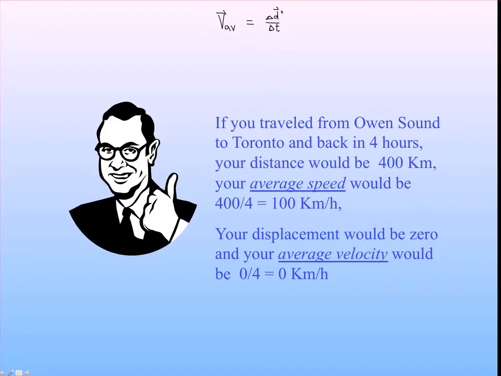What this means is that you're looking at the elapsed time that it took to make this displacement. So this says that velocity equals displacement over time. And this is an average velocity.